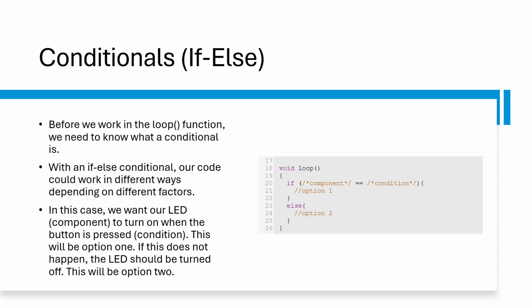In programming, we use the if-else statement when we want two or more different things to happen in our code based on different conditions. In this case, we want the LED to turn on when the button is pressed, but we want it to turn off when the button isn't pressed. Let's walk through how to show this in our conditional.